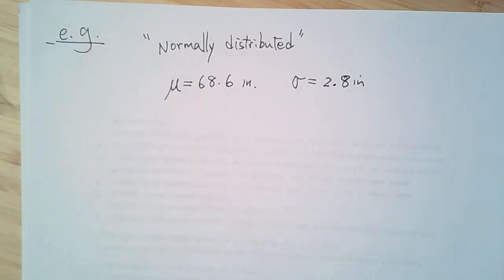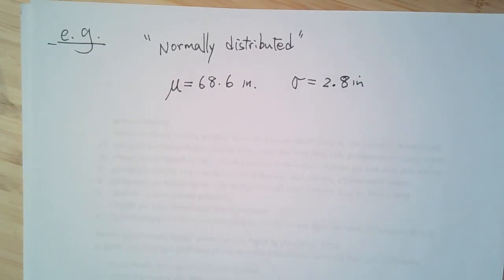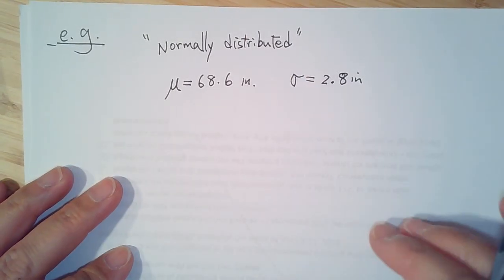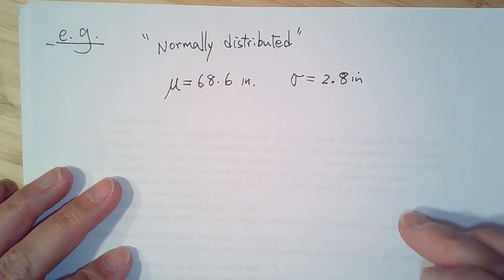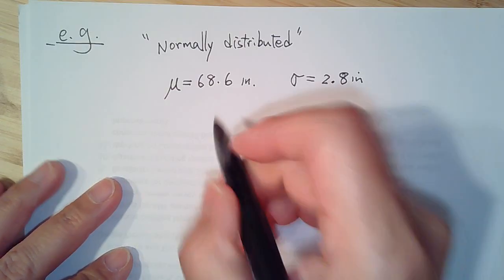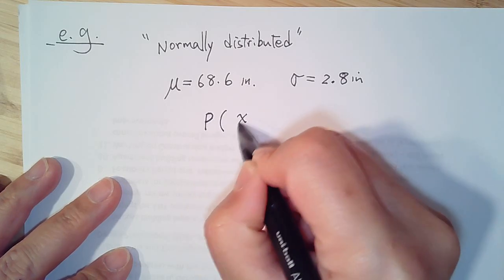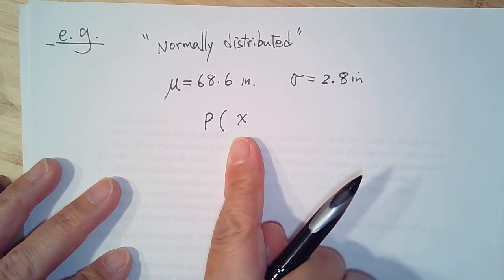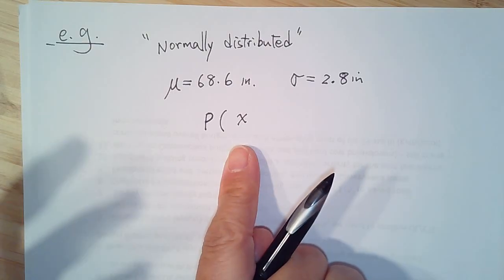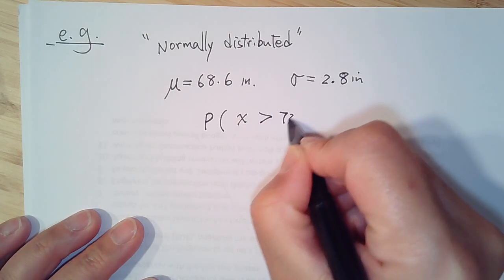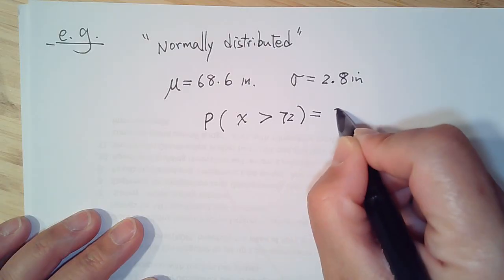See, what I'm doing is translating from English to math. Now, what they ask for: find the probability of a man who is taller than 72 inches. So we're looking for the probability that, be careful, this is x. It's not standard, since standard is z. We're looking for x greater than 72. What is this probability?